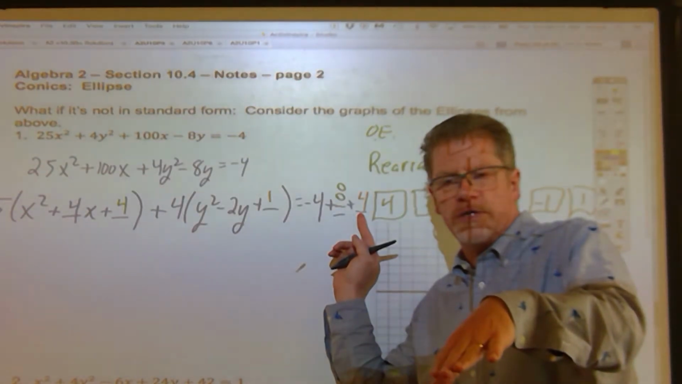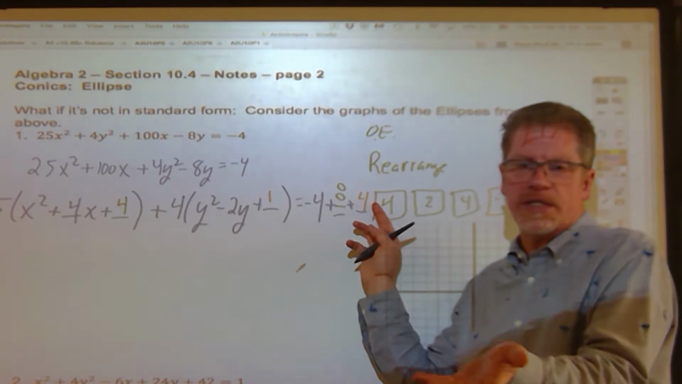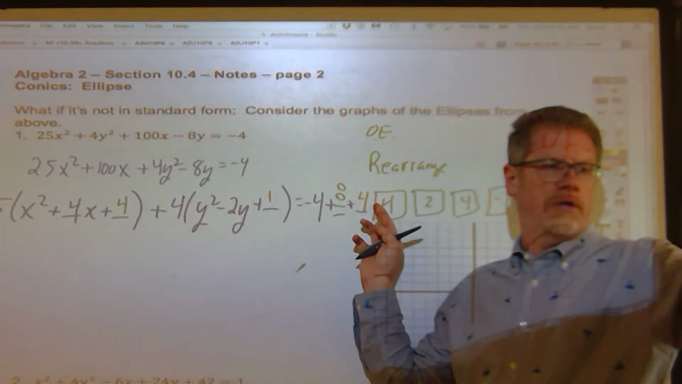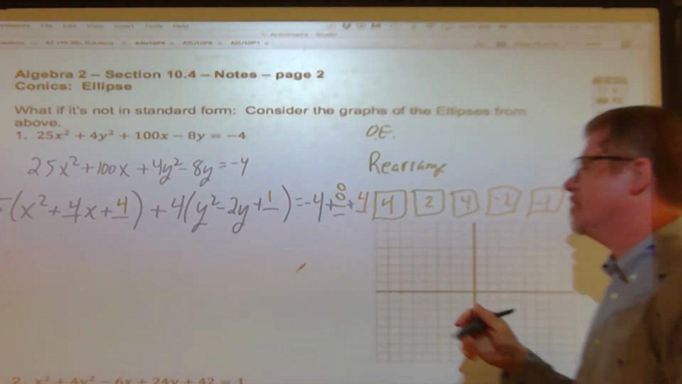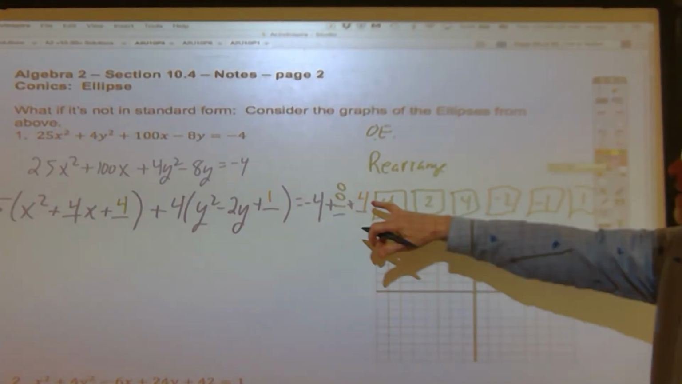Andrew, where are you at? Agree, disagree, or not sure? Agree. Raise your hand if you agree with the 4. She thinks it's 4. Jay, are you agree, disagree, or not sure? Agree. All right, so it looks like everyone agrees. Well, it turns out that that's correct. That is the correct number there.